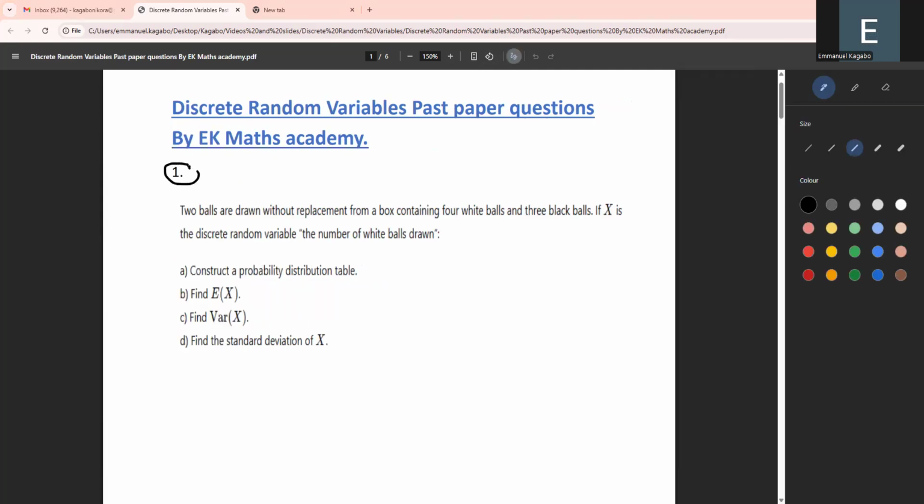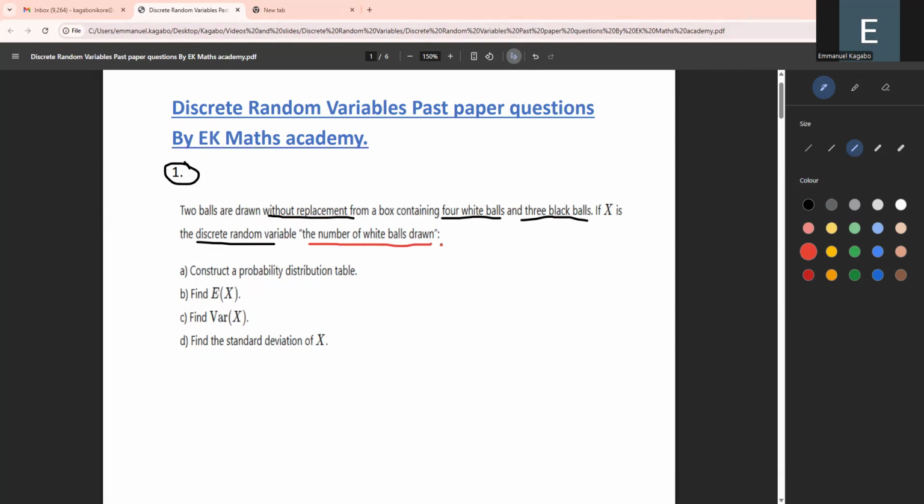Now, they're saying two balls are drawn without replacement. That's the first thing you need to know. From the box containing 4 white balls and 3 black balls. Now, if X is the discrete random variable, very important for you, it's a discrete random variable, but what is it? That is what you need to know. The number of white balls, picking white balls.